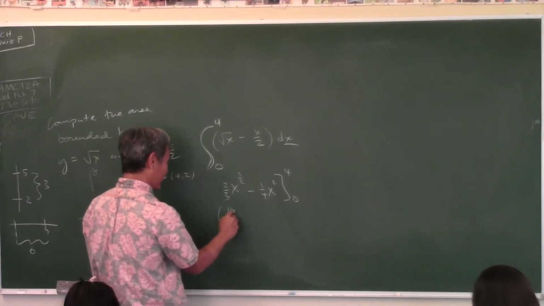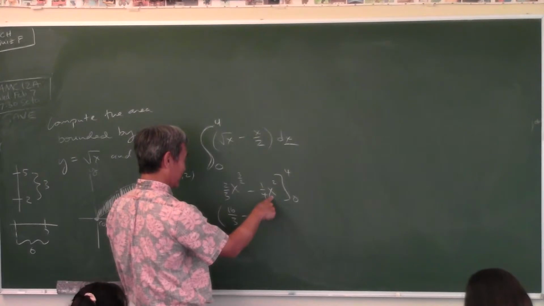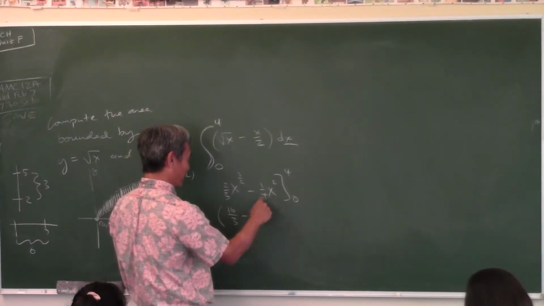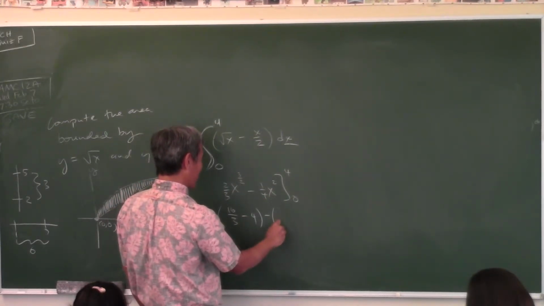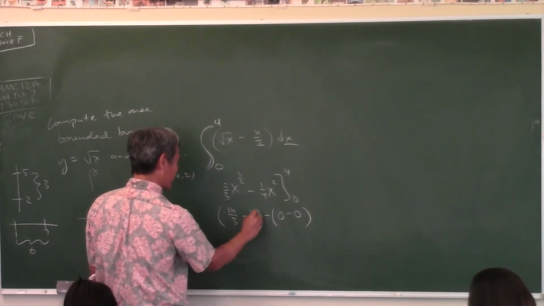Plug in the top here, 4, minus, plug in the bottom number, 0 minus 0. And so the 4 is 12/3.